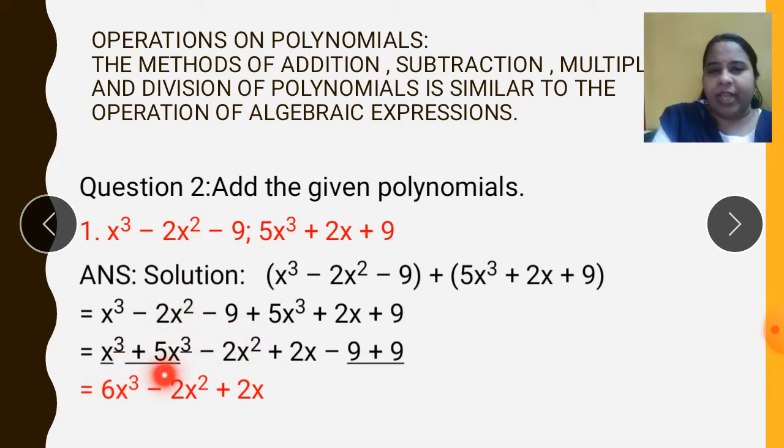Minus 2x square as it is. Plus 2x as it is. Now this minus 9 and plus 9 are same number with different sign. They can be cancelled. Okay. So final answer is 6x cube minus 2x square plus 2x. I hope you have understood it. This type of sums you have already done in lower standards. I hope the concept is clear. Please write it fast and we move on to the next question.